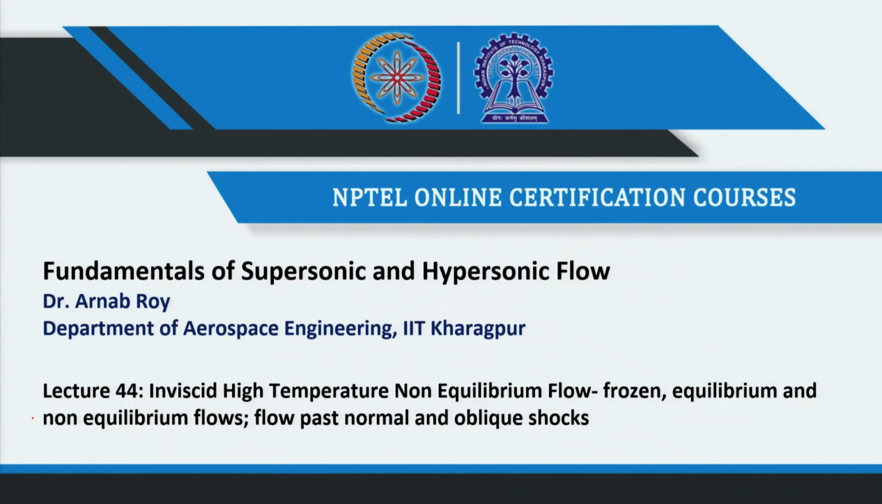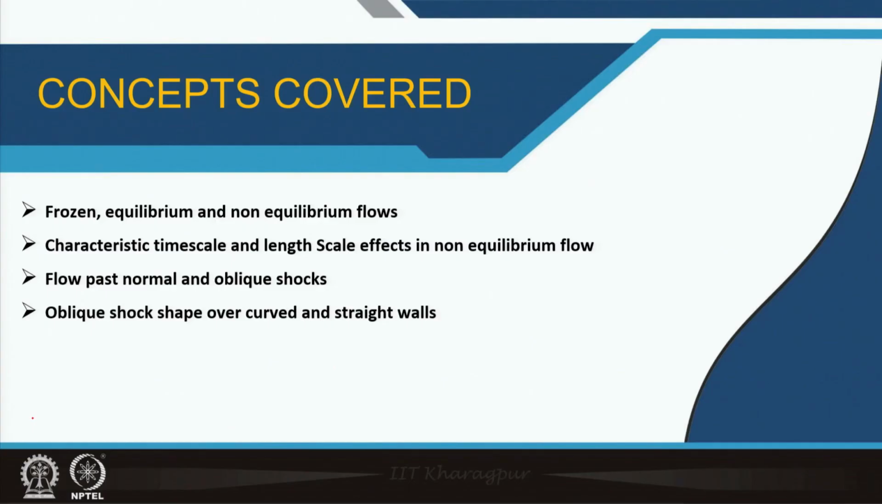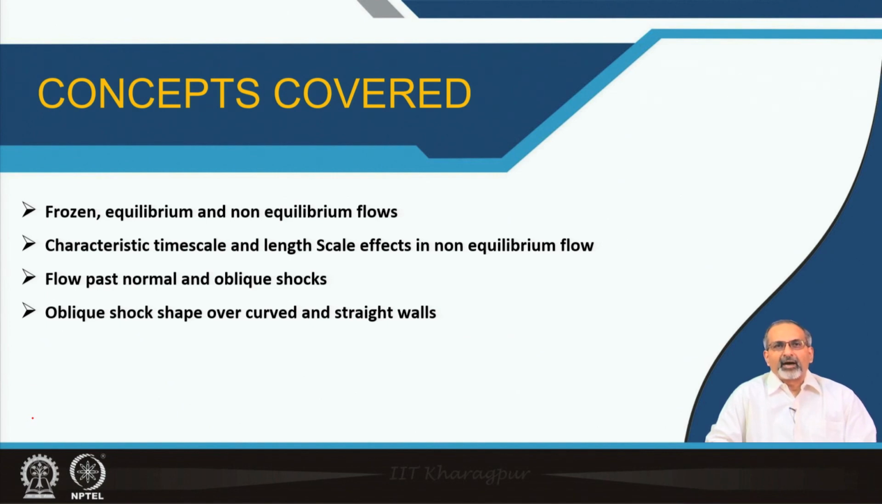Let us begin with lecture 44 of the course, in which we continue our discussion on inviscid high temperature non-equilibrium flow. In this lecture, we would look at frozen, equilibrium and non-equilibrium flows. We would look at the characteristic time scales and length scale effects. We will look at how it works for normal and oblique shocks, and how curved and straight walls may affect the oblique shock shape.